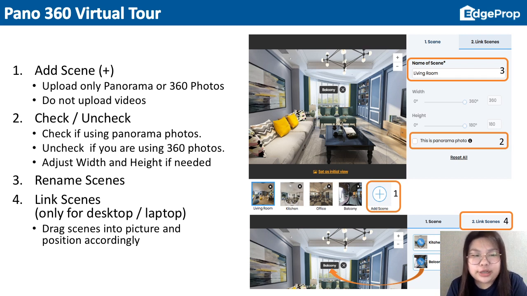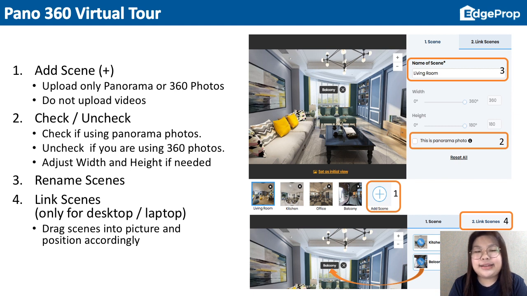Number 4, the linking of scene. Take note, this can only be done using the desktop or your laptop. So that means to say, if you are using your mobile phone to upload the photos, you cannot link the scene. You will need to move towards your laptop to complete this step number 4.